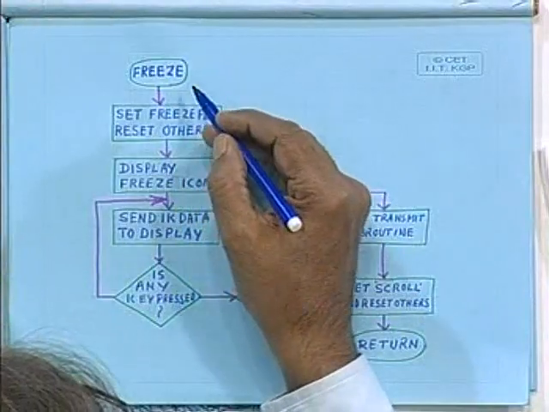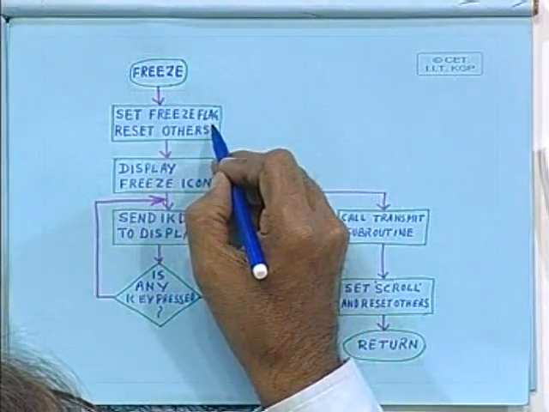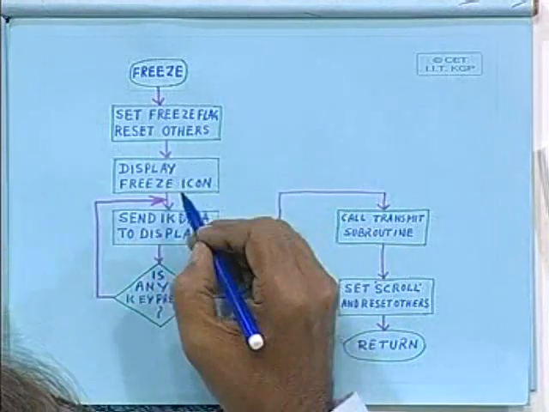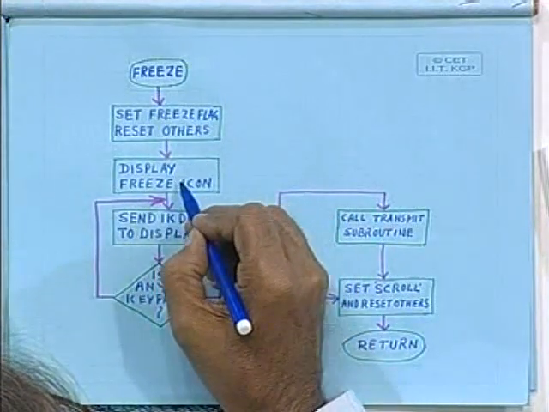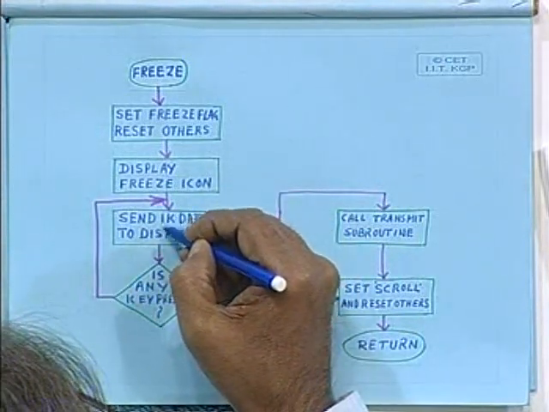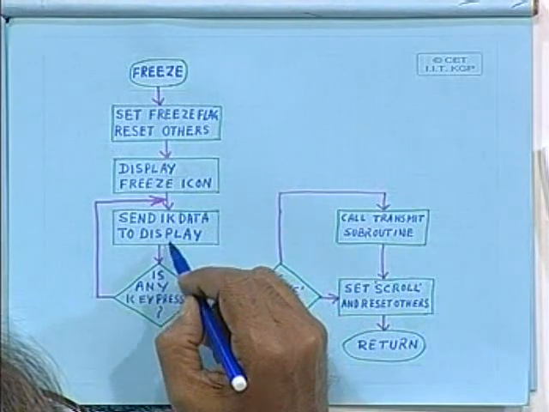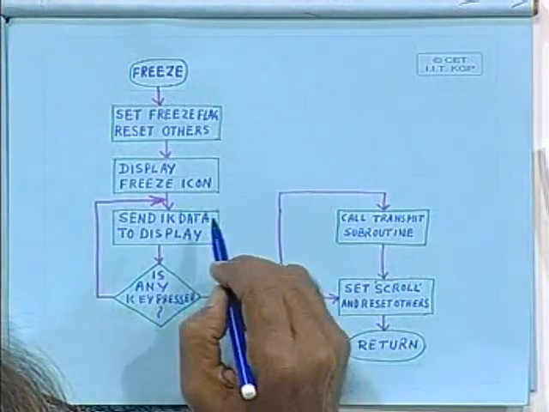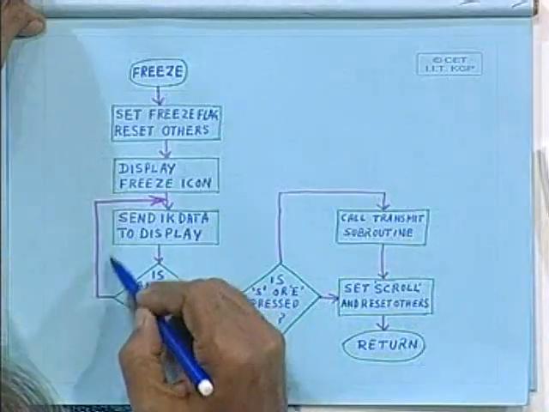This is the freeze subroutine. In the freeze subroutine, it sets the freeze flag and resets the others. Then it displays the freeze icon on the screen. The icon corresponding to freeze is shown. Then it sends 1 kilobyte of data to display. Now it can display 1 kilobyte of data, because now there is no need for sampling data at that rate of 250 cycles per second.